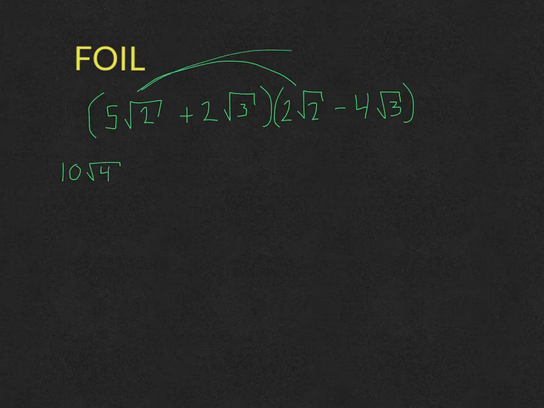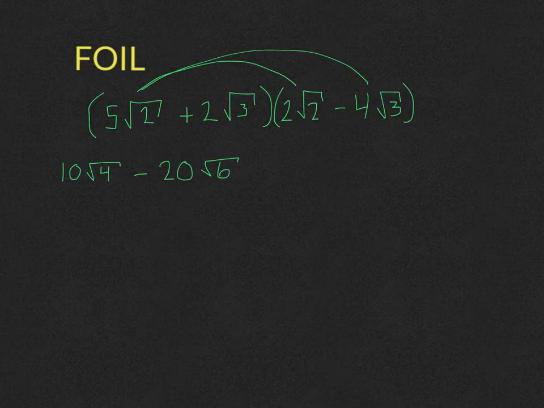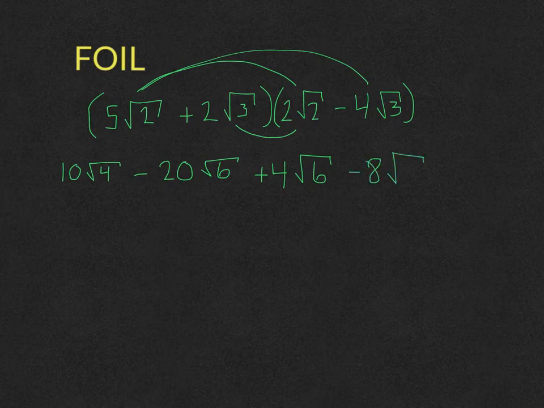First, and then outer. 5 times negative 4 is negative 20. Square root of 2 times the square root of 3 is the square root of 6. Now let's go ahead and go inner. 2 square root of 3 times 2 square root of 2 is 4 square root of 6. And then last: 2 square root of 3 times negative 4 square root of 3 is negative 8 square root of 9.